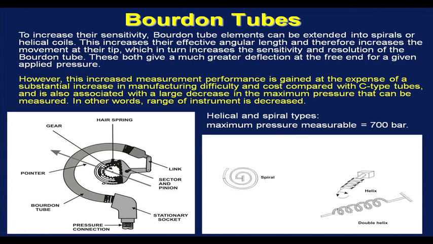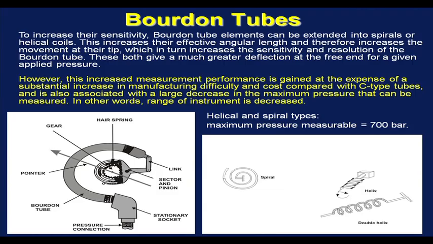However, this increased measurement performance is gained at the expense of a substantial increase in manufacturing difficulty and cost compared with C type Boron tubes. And this also decreases the maximum pressure that can be measured. In other words, the range of the instrument is decreased. So, we increase the sensitivity of the Boron tube by using spiral or helical Boron element, but the cost of the instrument increases because of manufacturing difficulty, and at the same time we decrease the range of the instrument.